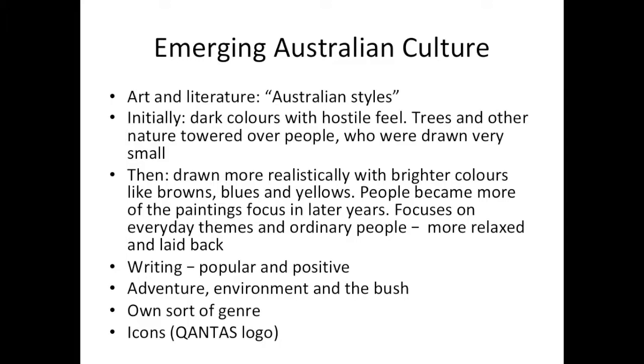Emerging Australian culture. A national identity also used to develop through art and literature with Australian styles. To begin, the Australian image that was painted was portrayed in dark colours with a hostile feel. Trees and other nature towered over people, who were drawn very small. Landscapes were then drawn more realistically with brighter colours like browns, blues, and yellows. People became more of the painting's focus in later years.